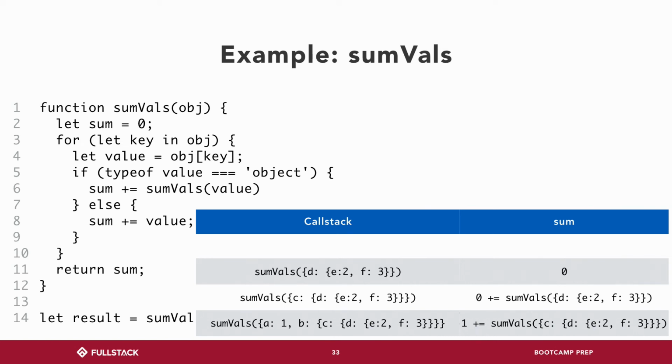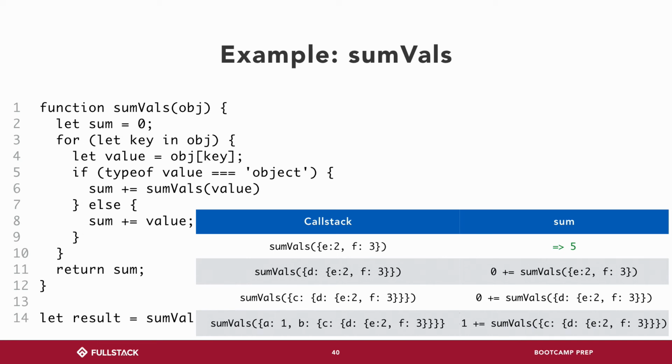Then again, sumVals of D. D's value is also an object. So we again call sumVals of the nested object with E and F. And then finally we call sumVals with just the object E and F. And here we get 2 plus 3, we get 5. And so sumVals of E 2, F 3 is 5. Again, we replace that at the higher level with the expression.